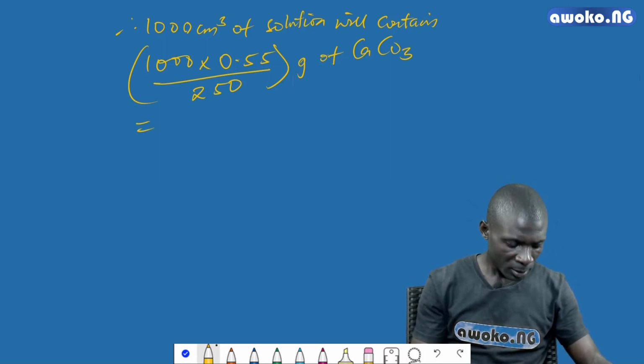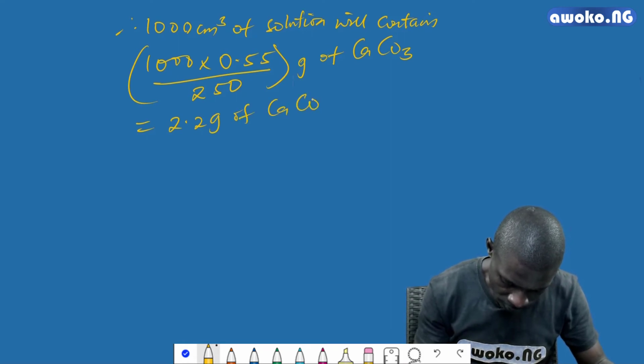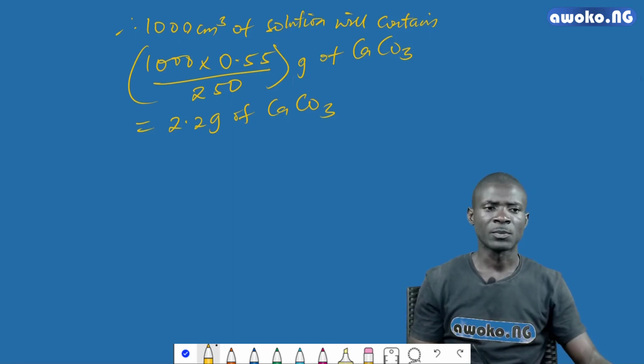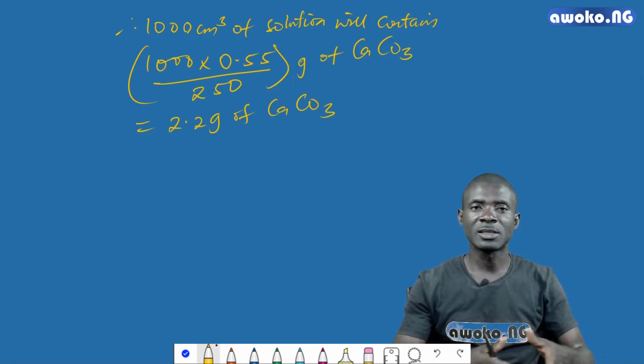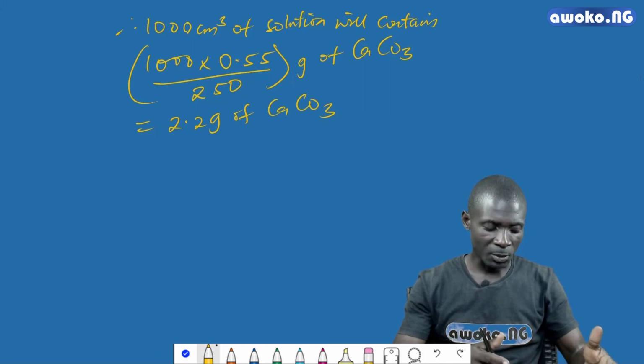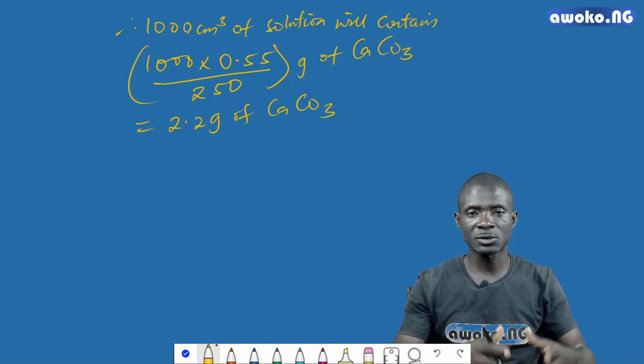Now, by multiplying and dividing by 250 cm cube, we have our mass as 2.2 grams of CaCO3. So this is a mass that will be dissolved in 1000 cm cube. Of course, this is not our final answer. Our question talks about calculate the molar concentration, that is the molarity of the solution.